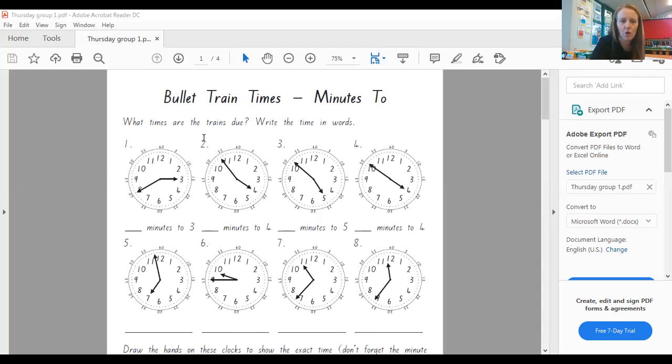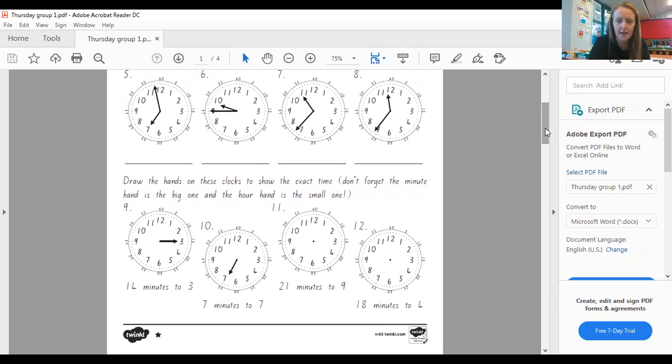So to start with here, what times are the trains due? Write the times in words. So you've got to figure out how many minutes to the hour. And they've actually given you the hour there, which is quite helpful on that first page. Here, draw the hands on these clocks to show the exact time. Don't forget the minute hand is the big one and the hour hand is the small one.